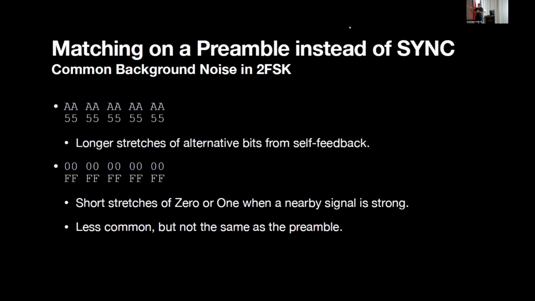So we look at background noise itself, and these A's and these 5s, they're long stretches from self-feedback, and they also look a lot like our preamble, so those are not very useful. But we also have shorter stretches, which are all zeros or all ones. I'm pretty sure that this is what happens when the channel beneath the one that I'm tuned to or just above the one that I'm tuned to is a little bit active and has more noise than the other side. These are less common, but they are very useful because they're different from the preamble.